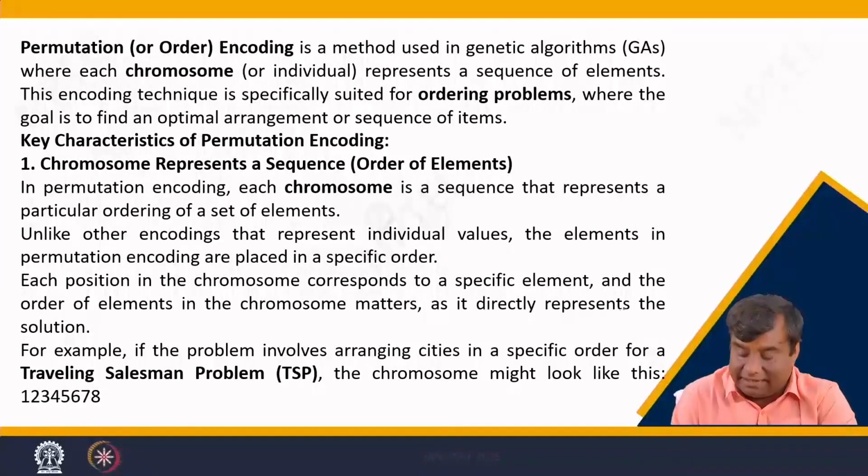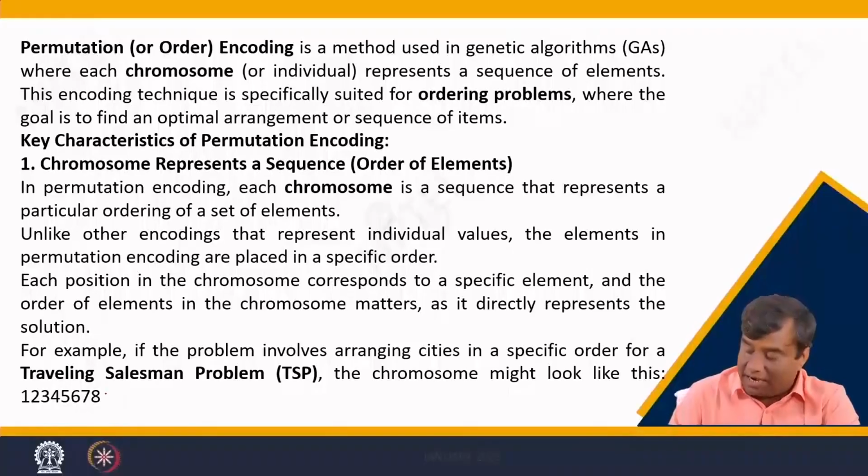For example, if the problem involves arranging cities in a specific order for a traveling salesman problem, the chromosome might look like this: from city 1 to 2, 2 to 3, 3 to 4, 4 to 5, 5 to 6, 7 to 8, etc.